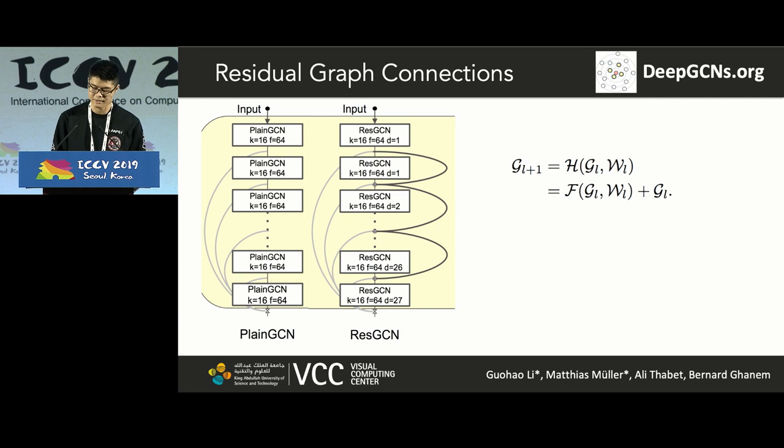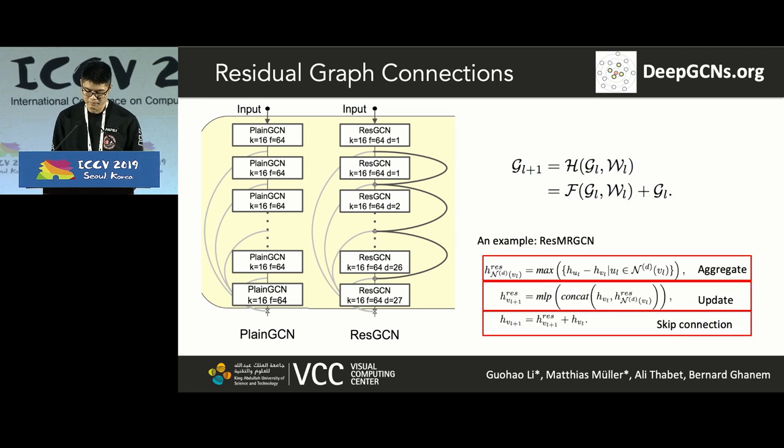First, we introduce ResGCN. As mentioned, plain GCN does not converge well if you go deep. But if we introduce ResGCN, the network converges with no problem. Here is an example of how to implement residual connection for GCN. Similar to ResNet, we add the input feature to the output feature.